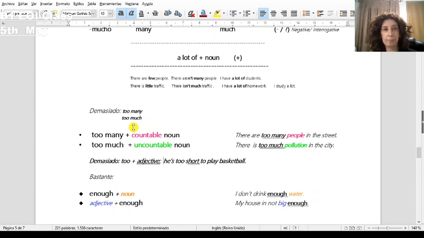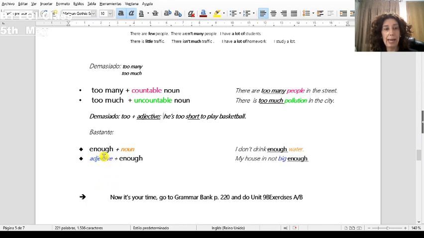¿Ready? Vale. Podemos decir algo demasiado o pasamos a bastante. Y bastante es enough. Pero podemos enfatizar, podemos describir cantidad, sustantivo, o cualidad con adjetivo. Por ejemplo, el enough va delante del sustantivo. Enough plus a noun. Cuando quiero enfatizar la cantidad.